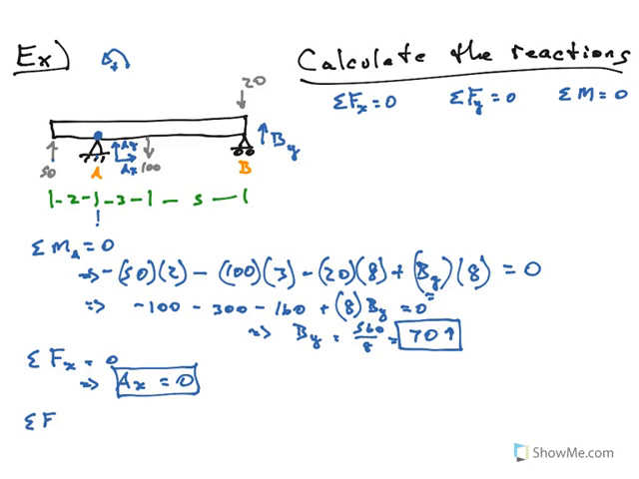So, last equation, sum of the forces in Y. What do we have? 50 up, AY up, 100 down, 20 down, and By up. So plus 70 is equal to 0. So there's my equation. And what do we get? Let's see. I'm sorry. 50 minus 100 is negative 50. Negative 50 minus 20 is negative 70. Negative 70 plus 70 is 0. So this tells me, believe it or not, AY is 0.